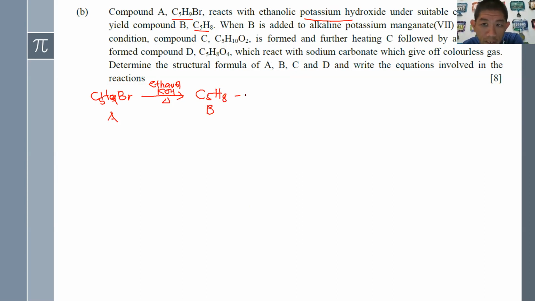So when B is added to alkaline potassium manganate, MnO4 minus in alkaline, cold, dilute.